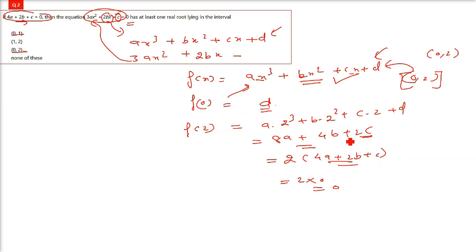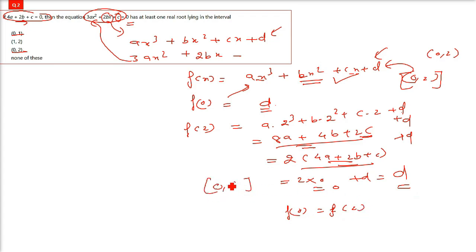I hope you got the idea. So this 4a plus 2b plus c we have utilized here. So both the times you get f0 and f2 as d. Now this f0 is equal to f2 because both are d. So if you take the 0 and 2 interval, you get continuity, differentiability and fa equal to fb.